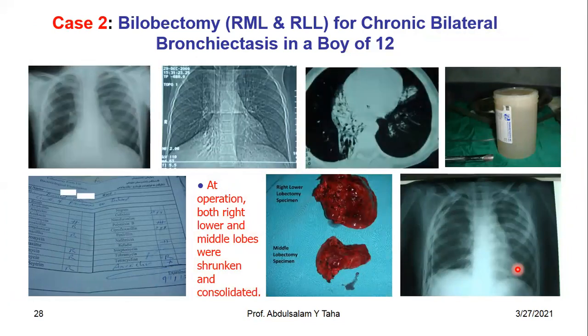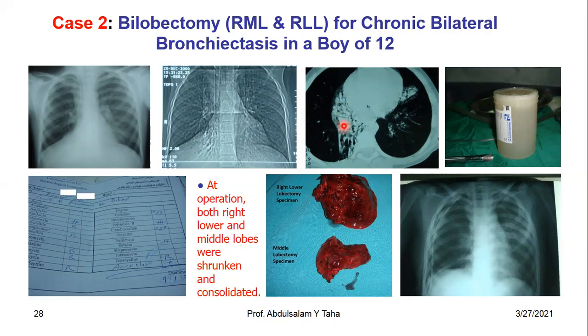The second case was a bilobectomy, right middle and right lower lobectomies, for chronic bronchiectasis in a boy of 12. So the patient was a teenager complaining of chronic cough and expectoration. The plain X-ray showed an opacity in the right lower zone, and the CT scan showed evidence of bronchiectasis bilaterally, mainly in the basal segments of the right lower lobe. The patient was managed initially conservatively.